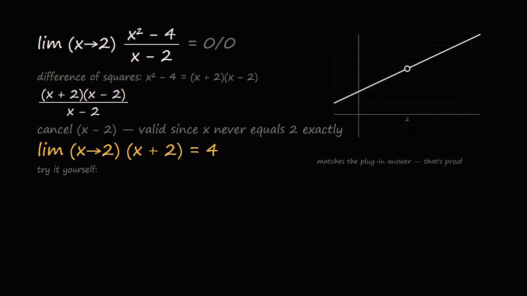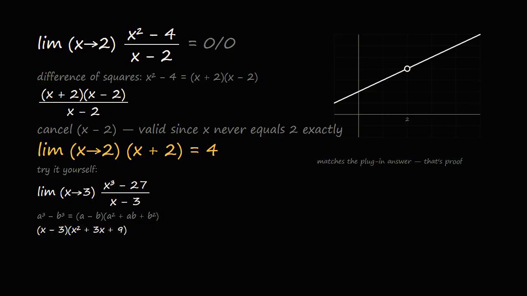Try this one yourself. The limit as x approaches 3 of x cubed minus 27 over x minus 3. This is a difference of cubes. The formula is a cubed minus b cubed equals a minus b times a squared plus ab plus b squared.